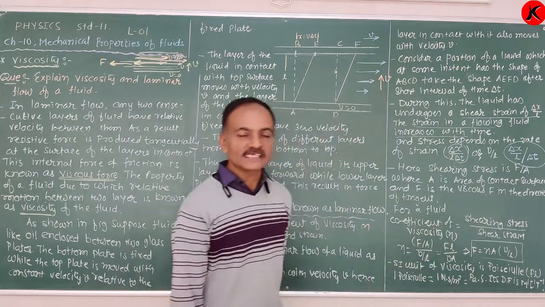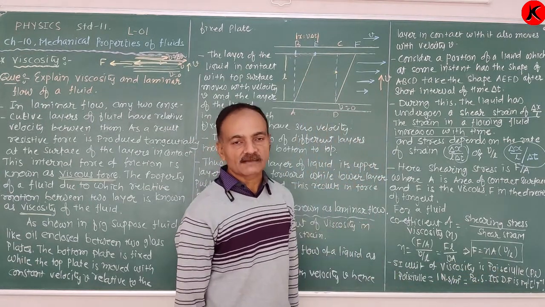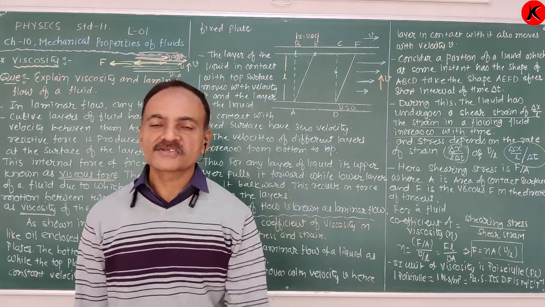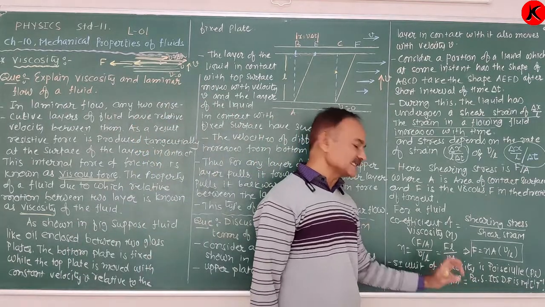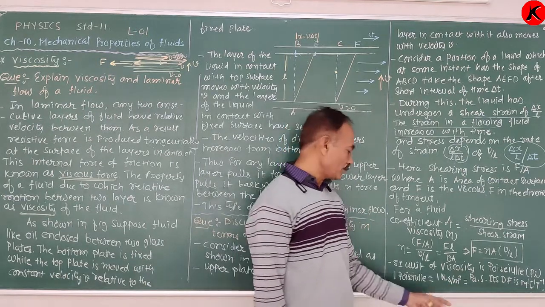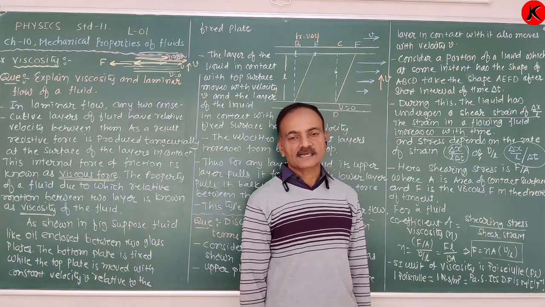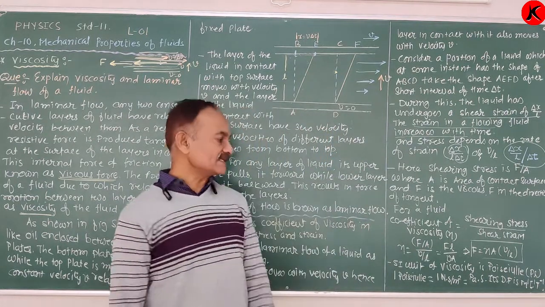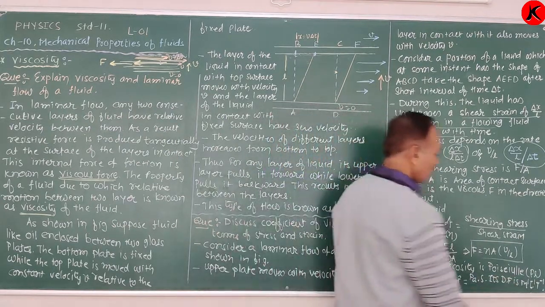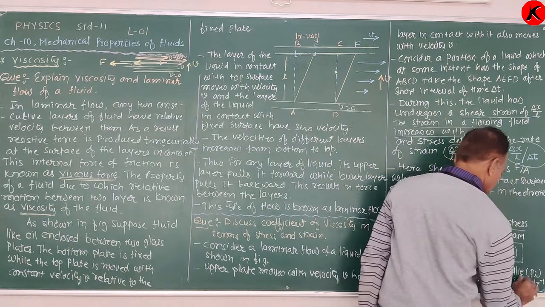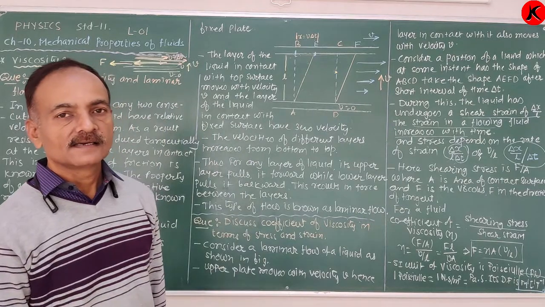The SI unit of viscosity is the poiseuille, denoted by Pl, and 1 poiseuille is equal to 1 Newton second per meter square. Now the Newton per meter square is the Pascal unit of pressure. Therefore, 1 poiseuille is equal to Pascal second. And the dimensional formula of viscosity is M1 L minus 1 T minus 1. Keep in mind this dimensional formula, that is important for the 1 mark question.